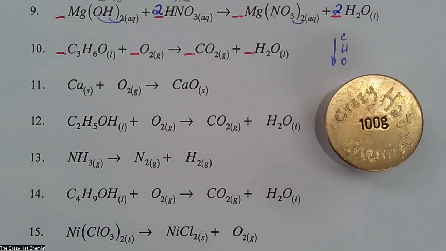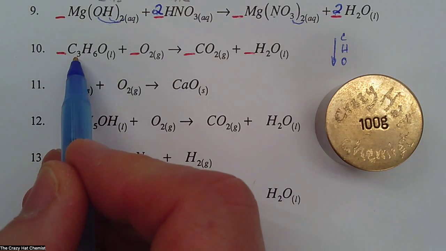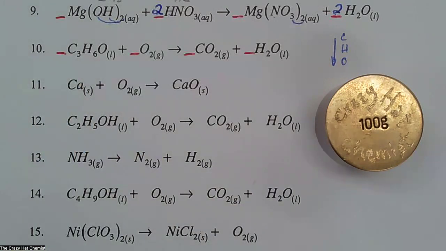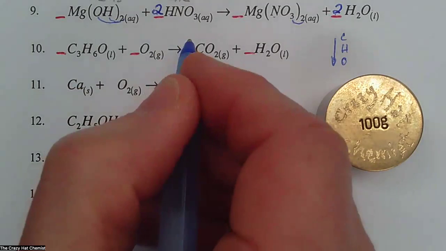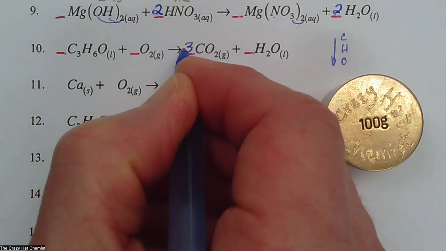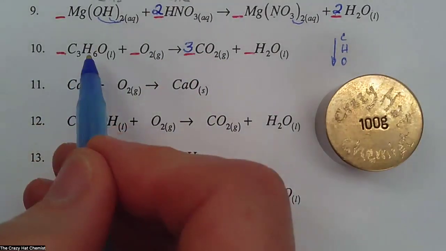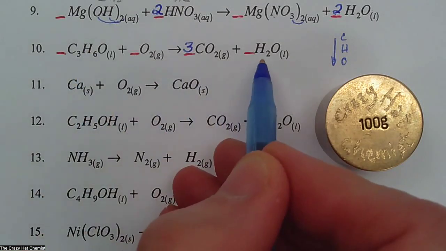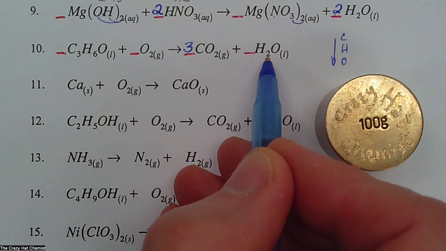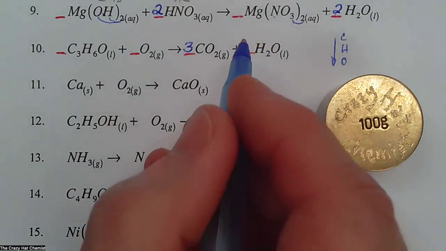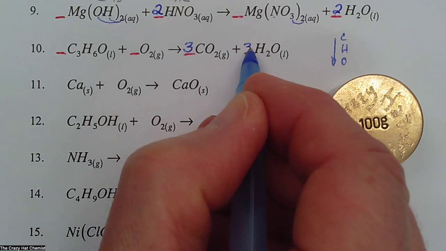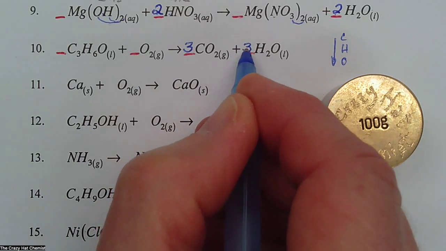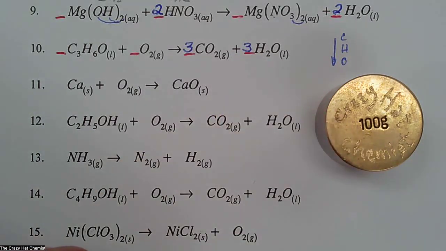Okay, so here we go. There are 3 carbons on the reactant side. There is 1 carbon on the product side. So I'm going to place a 3 right here to balance the carbons. There are 6 hydrogens on the reactant side, and there are 2 hydrogens on the product side. So I'm going to place a 3 right here to give me 3 times 2, that's 6 hydrogens.